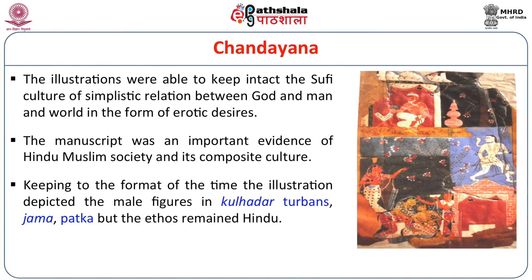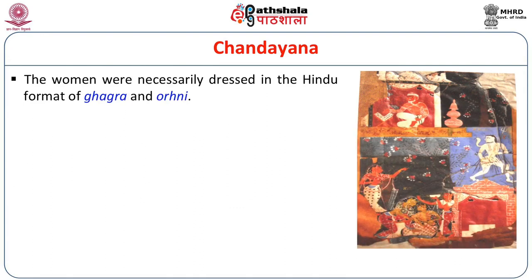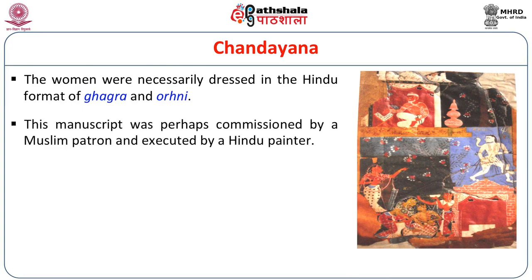Keeping to the format of the time, the illustrations depicted the male figure in a kulhadar turban, or what we called a raised turban, which was also found during the time of Humayun, jamas, patkas, but the ethos remained essentially Hindu. The women were necessarily dressed in the Hindu format of ghagra and orni, again a transparent one. This manuscript was perhaps commissioned by a Muslim patron and executed by a Hindu painter. Of course, the provenance is very difficult to envisage today.